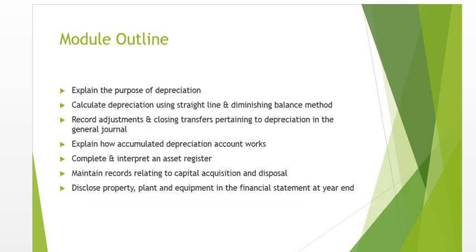Okay, so what we'll be looking at in this module is we will explain the purpose of depreciation. We'll calculate depreciation using the straight line as well as the diminishing balance method. We'll record adjustment and closing transfer pertaining to depreciation. Explain accumulated depreciation. Complete and interpret the asset register, maintain records relating to capital acquisition and disposals, and disclose our property, plant, and equipment in the financial statements at year end.